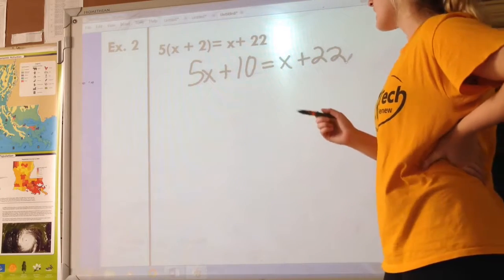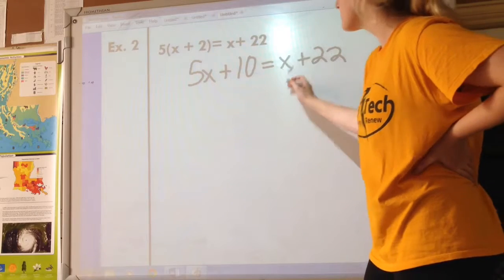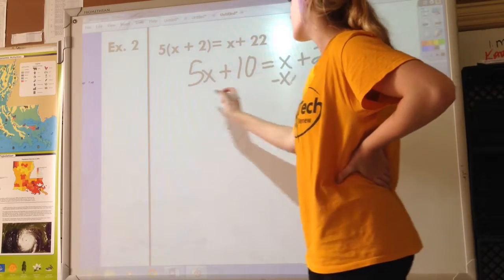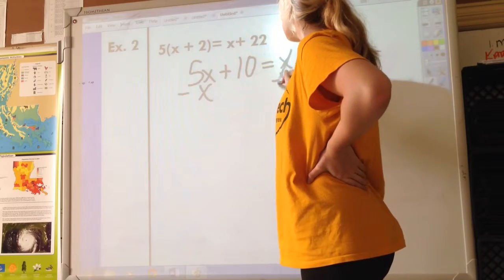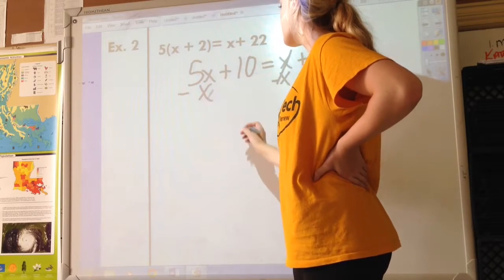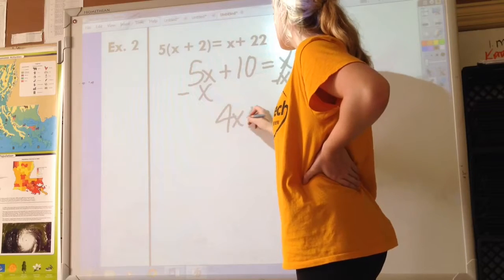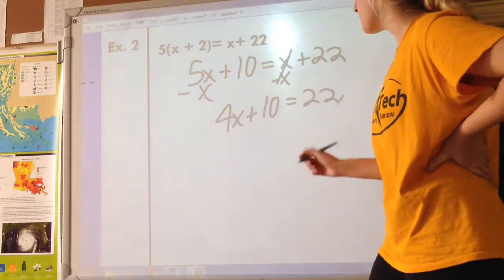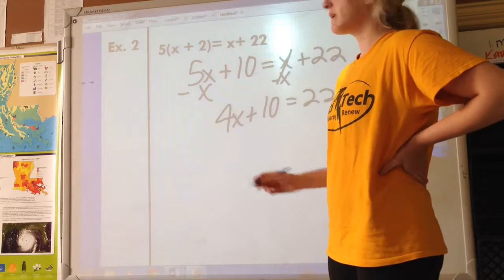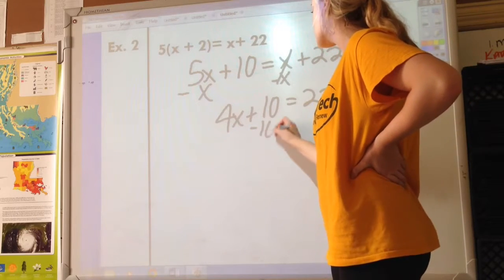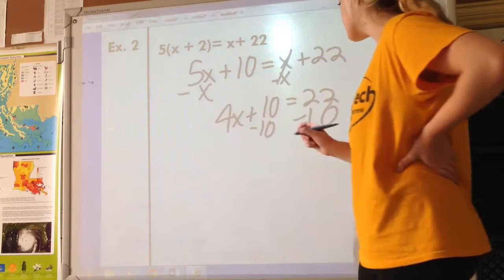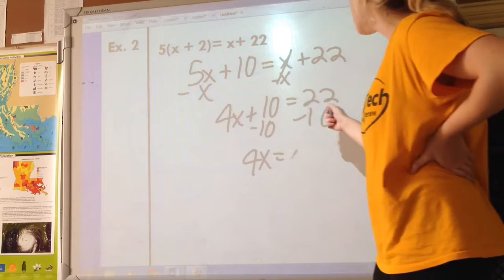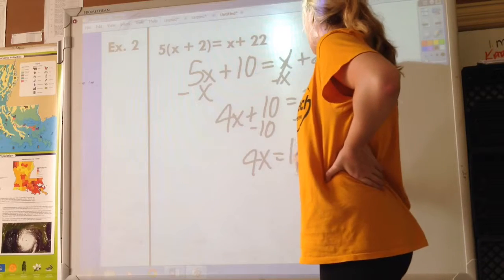I know I have to isolate my variable, so I'm going to move x over to the left side. And it's positive, so I know I'm going to subtract x in order to get rid of it. My x's will cancel out. 5x minus x leaves me with 4x plus 10, which equals 22. I still have to isolate my variable, and since 10 is positive and I want to get rid of it, I'm going to subtract 10 from both sides. So I'm left with 4x equals 22 minus 10 gives me 12.